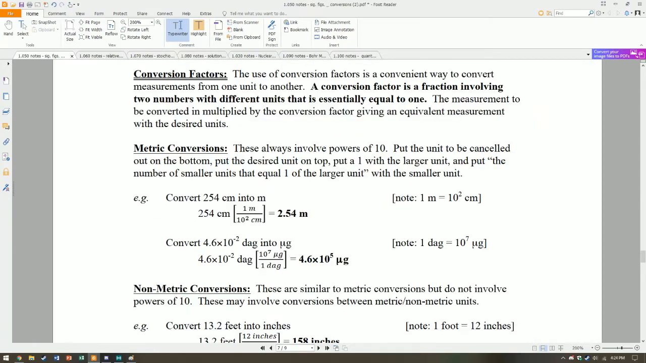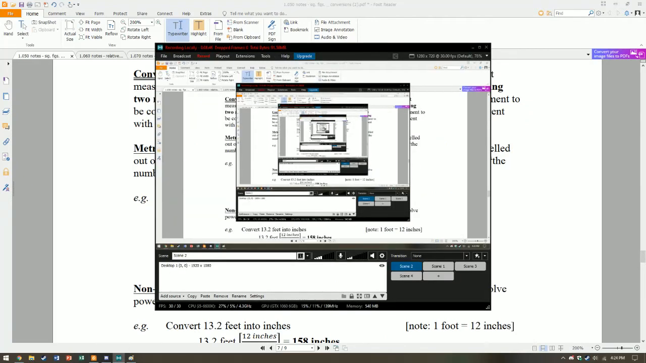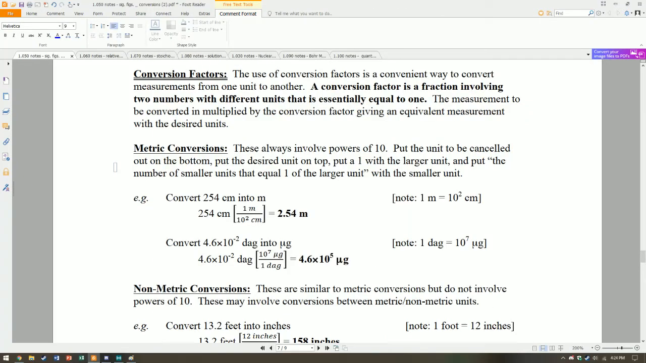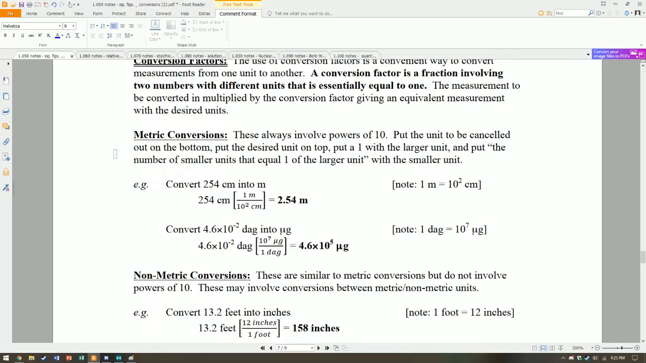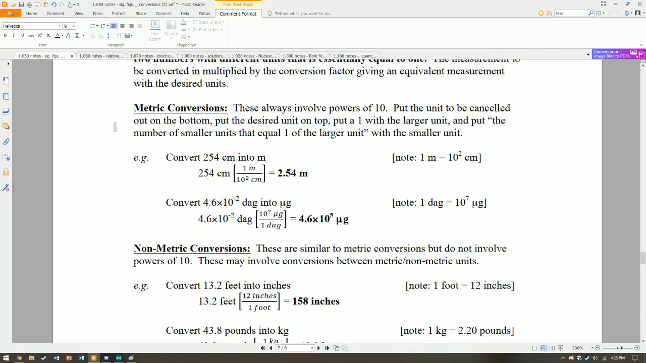Right. The last thing I want to talk about here, and it's probably the most useful thing that you'll ever come across in your education, is conversion factors. Now, what is a conversion factor? A conversion factor is a fraction involving 2 numbers with different units that are equal to each other. So it's equal to 1. For example, if we convert 254 centimeters into meters, I happen to know that there are 100 centimeters in a meter, and you write the fraction in such a way that your units cancel out and you get the units you want.